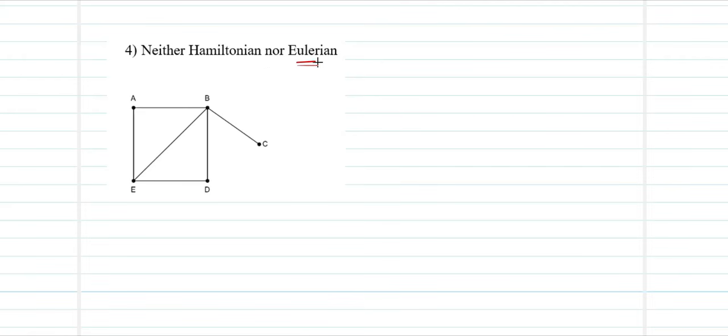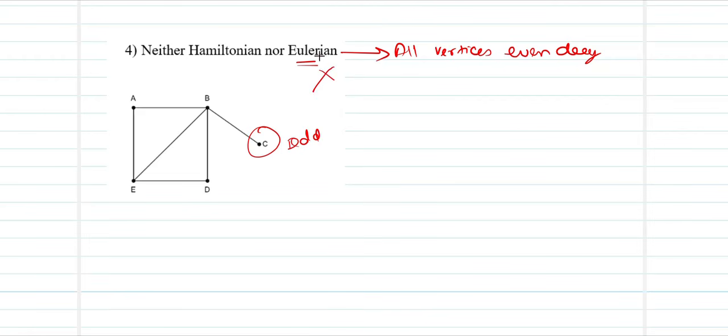How to check if it is going to be Eulerian? If all the vertices are going to have even degree, then we can call it Eulerian. We notice that this vertex is going to have odd degree, so an Eulerian graph is not possible for this one. What do we mean by Hamiltonian?